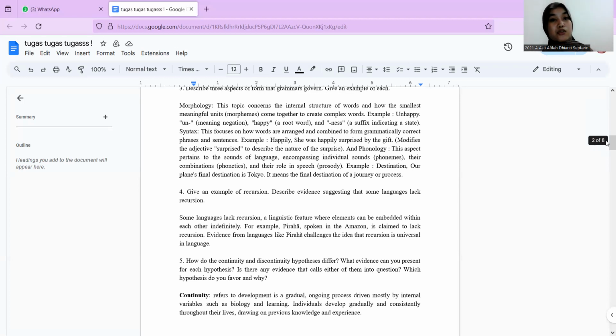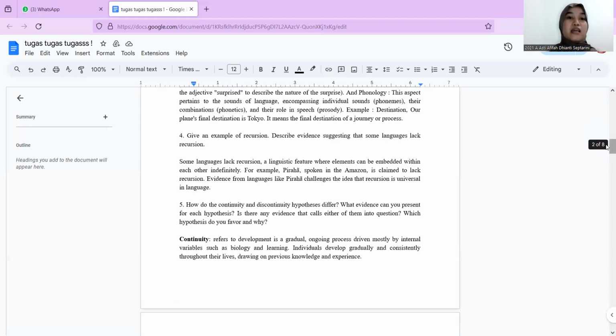Syntax. This focuses on how words are arranged and combined to form grammatically correct phrases and sentences. For example, she was happily surprised by the gift. Happily can modify the adjective surprised to describe the nature of the surprise. And phonology. This aspect pertains to the sound of language, encompassing individual sounds or phonemes, their combination, phonetics, and their role in speech prosody. For example, destination. Our plane's final destination is Tokyo. It means the final destination of a journey or process.